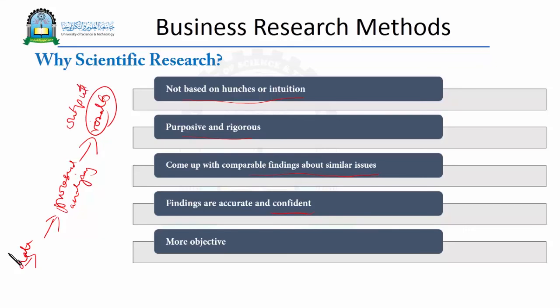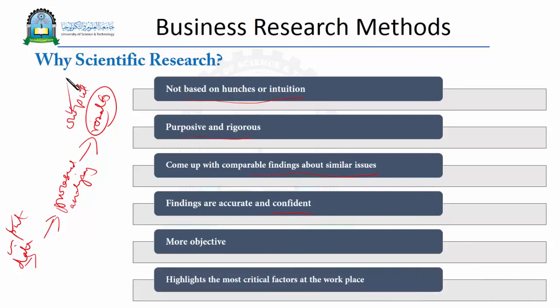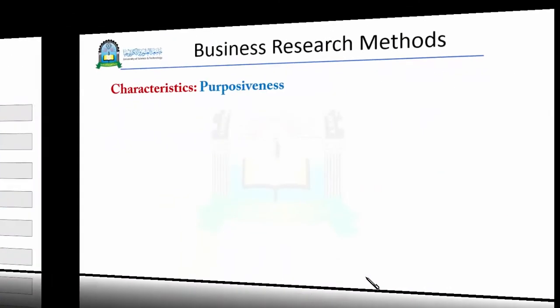So if the input is accurate, the output, of course, is going to be accurate. It is more objective, as I said, focusing on the accuracy, and bias must not be there. The researcher must be objective and not subjective, and highlight the most critical factors at the workplace.